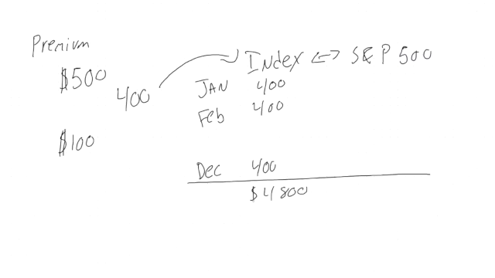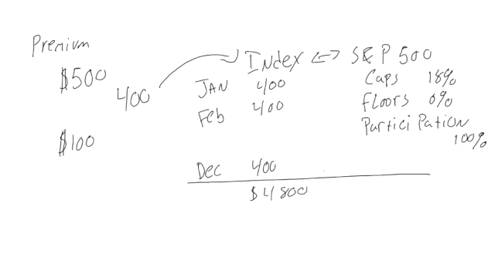And the indexed account has three things we want to mention really fast. It's our caps, our floors, and our participation rates. And what these terms mean. Cap is the most that our account can grow at. In our illustration, 18%. The floor is at 0%. This is the least growth we can get. 0% means we can't lose any money, but we're also not going to gain any money. And then the participation rate is how much of the market's growth are we actually going to gain. In this instance, 100% means all that growth up to 18%.